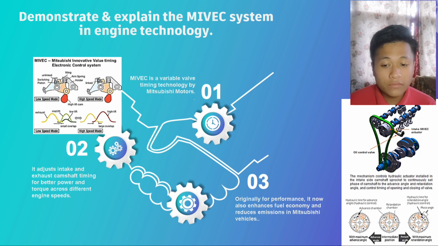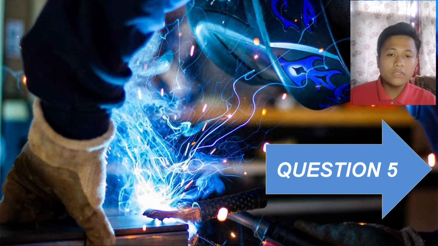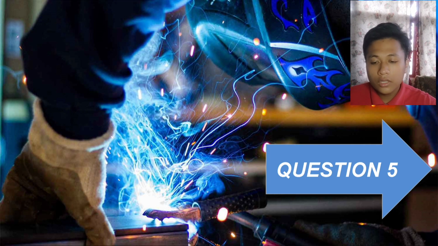High speed mode takes advantage of the positive intake effect created by the mode's high lift and retarded timing of intake valve closure. The resulting reduced pumping loss of the larger valve overlap yields higher power output, and a reduction in friction. The low and high speed modes overlap for a brief period, boosting torque. So that is for question 4. For the next question, question 5.